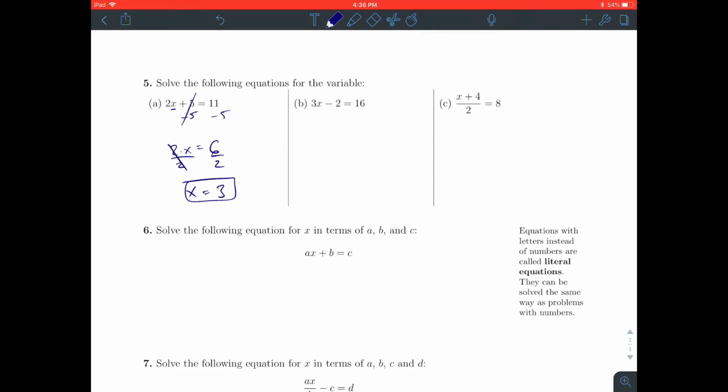Here we have 3x minus 2 equals 16. To isolate the x, we want to start by adding 2 on both sides. That gives us 3x equals 18. Divide by 3 on both sides gives us x equals 6.